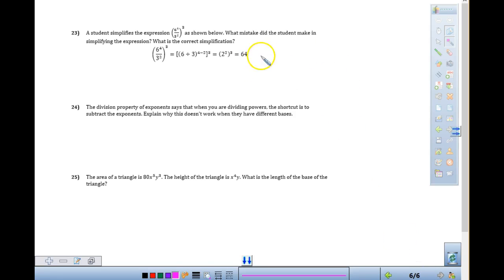And then this last one, they're asking you what was the mistake, what is the correct simplification, the division property, what's the shortcut, explain why it doesn't work when you have different bases. Okay? So if you have x's and y's. And then this says this is the area of the triangle and the height is this. So if you think of that area of a triangle formula, what is area of a triangle? Base times height times a half.